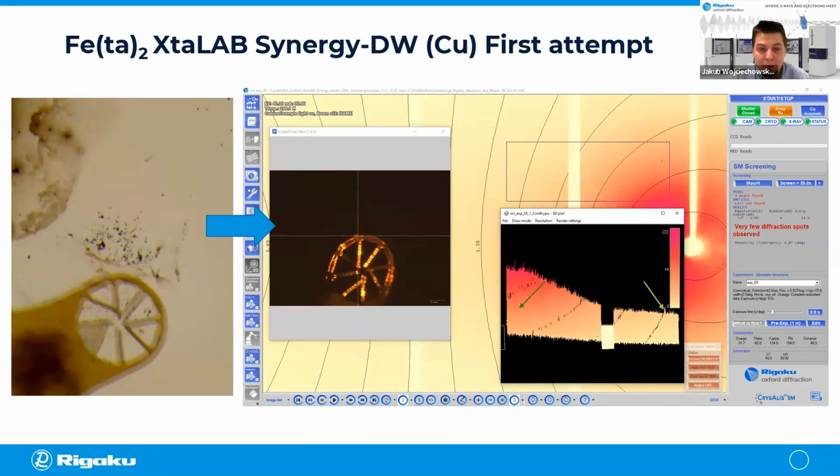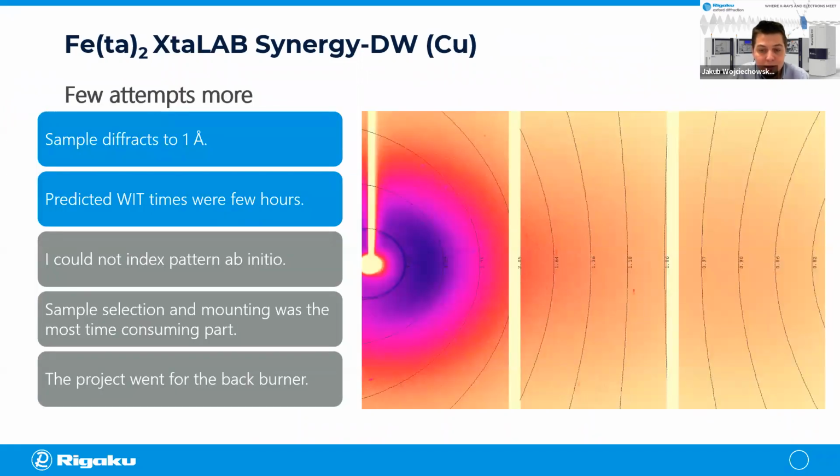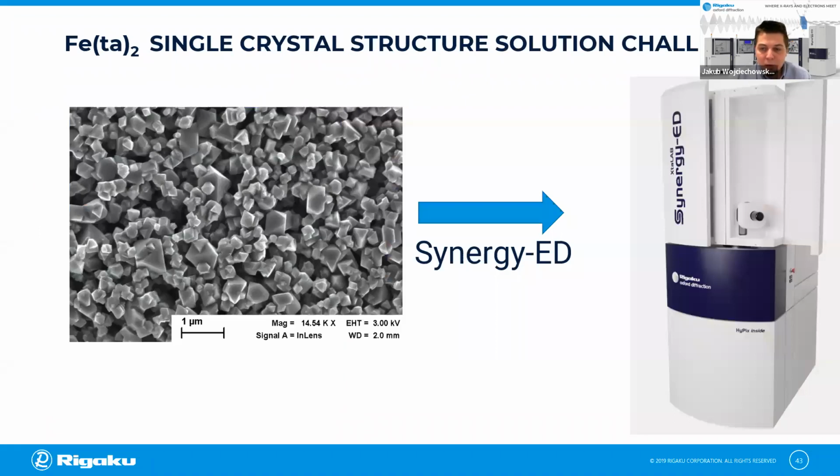I was mounting those batches of crystals, and with our Synergy DW, I started seeing some spots, and even more, and resolution was not bad. But I ran into the problem that I could not index the pattern initially. And even with the robotic sample changer, it was just taking too much time to mount all those things. So the project went on a back burner, and I said, okay, maybe later I will really sit down, mount hundreds of loops, and find that one lucky crystal that would give me good enough diffraction to solve it. And then we got a new toy in our lab, Synergy ED.